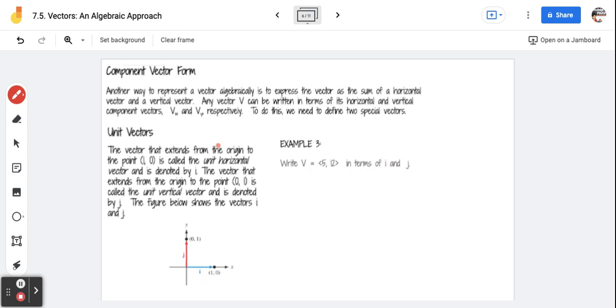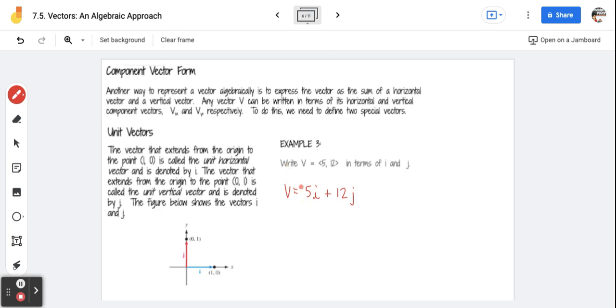So basically, what we would do is take the horizontal component, which is the i vector, the unit vector, times 5. So we would write this as 5i, plus the unit vector j times the vertical component, which is 12. So we would write that as 12j. So multiplying this by 5 and this by 12, and then combining those to make them represent the vector. So the component vector 5, 12 would be written in algebraic form as 5i plus 12j.